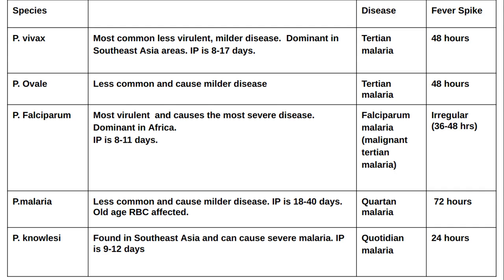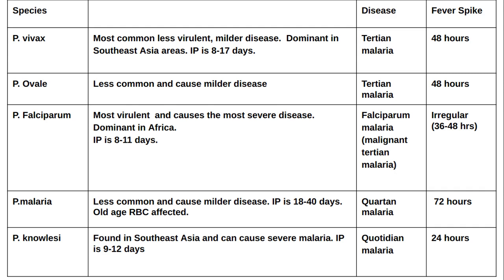Plasmodium falciparum. Typical incubation period, 8 to 11 days. Classic fever periodicity, 36 to 48 hours. Called falciparum malaria, malignant tertian malaria. Most virulent and causes more severe disease. Plasmodium malariae. Typical incubation period, 18 to 40 days. Classic fever periodicity, 72 hours.